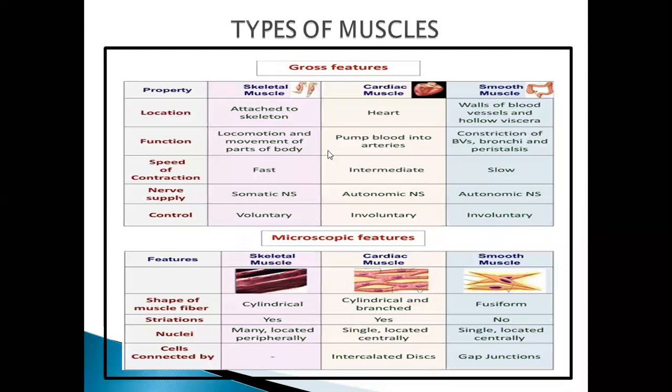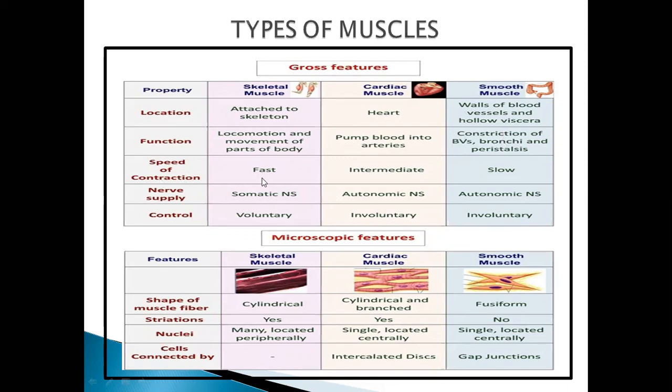Next is function. Skeletal muscles, locomotion and movement of parts of the body, yes. Cardiac muscles pump blood into the arteries. You know that when the heart pumps, it sends blood towards the body and collects it back towards the heart. Next is smooth muscles, constriction of the bronchi and the peristalsis, blood vessels, bronchi and peristalsis. As I have already discussed, the digestive system for the peristalsis process and bronchi for the respiration process. So the smooth muscles are helping these parts function.